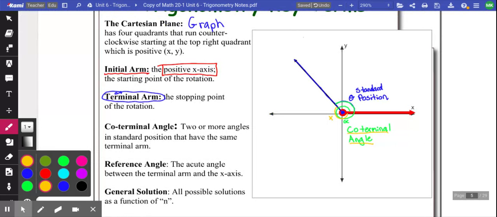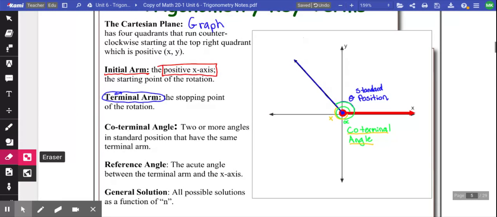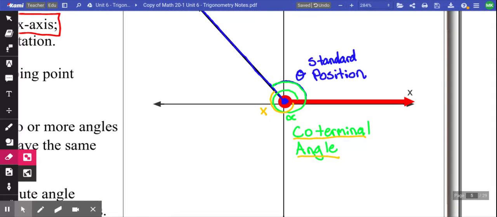All right, reference angle. I'm going to erase those angles right there. So if you need to go back and look at them, that's fine. Just pause the video and go back and erase them because the drawing gets a little convoluted. Your standard position angle is one that gets talked about a lot. It's that blue one. I'm going to leave it there.